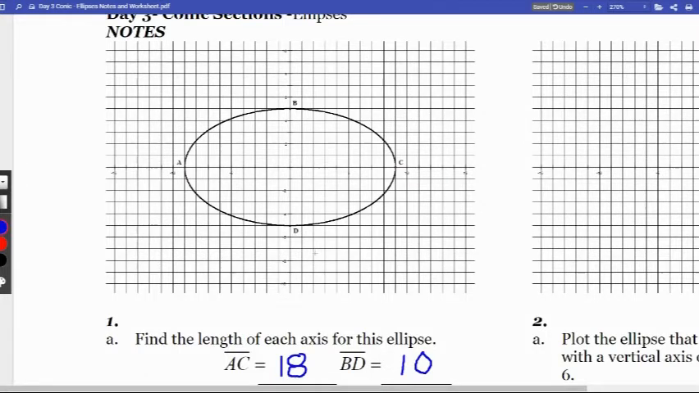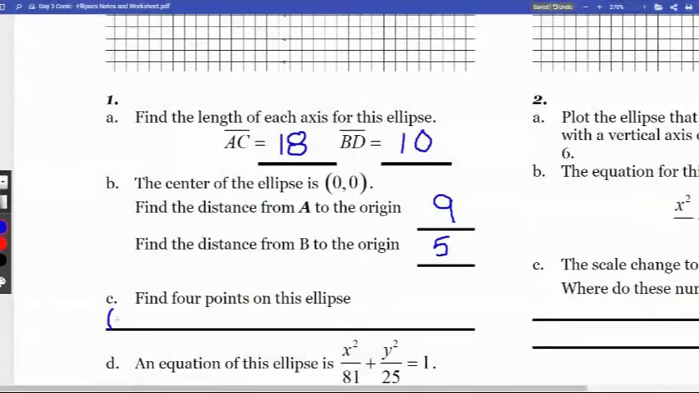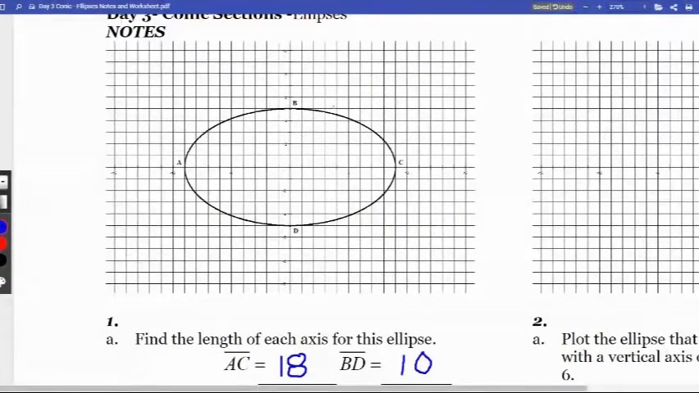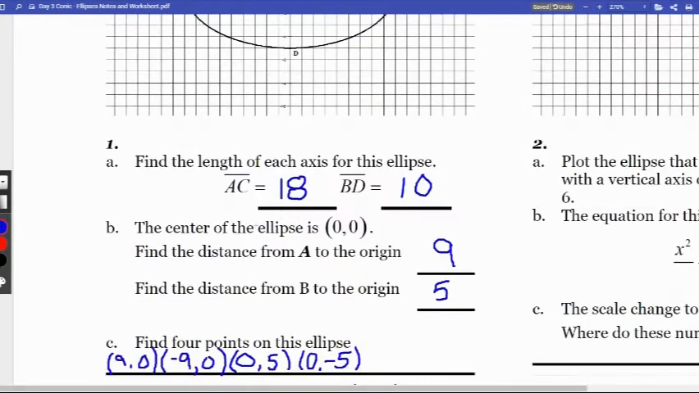And so one of the possibilities is 9, 0, and you'll have to pardon me as I write using my mouse. So 9, 0, and negative 9, 0, those cover the points on the horizontal axis, or the major axis in this case. And then if I go straight up, I've got 0, 5, or straight down to get to the point 0, negative 5. And obviously there's a lot more points than those, but those are the 4 that are the easiest to find: straight up, straight down, straight left, and straight right.